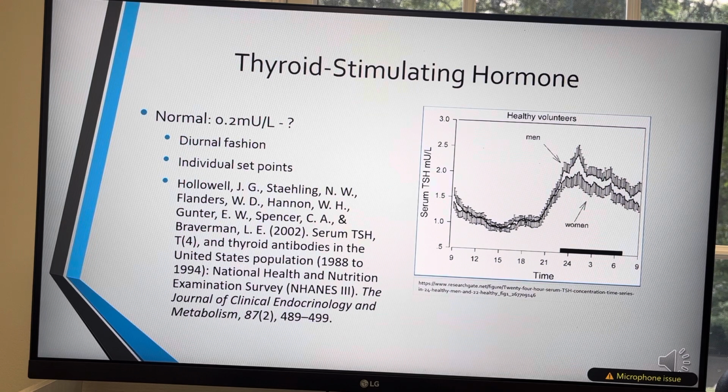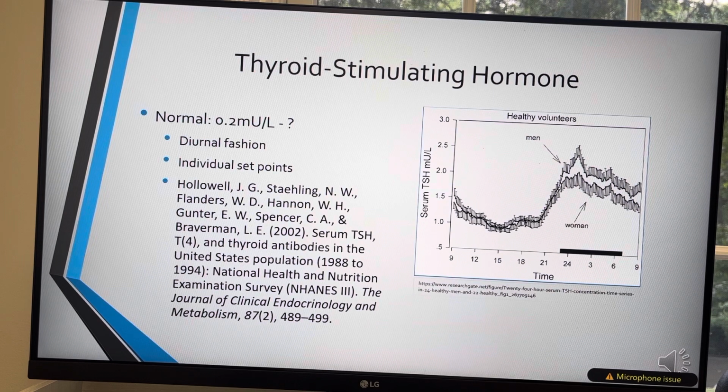If you want to start a debate amongst endocrinologists, just ask them what their upper limit of TSH is. You might start a fist fight that way. We know that the lower level is 0.2 to 0.3 milliunits per liter. That's pretty much agreed upon. The high point, the upper limit, so we know TSH is released in a diurnal fashion. We know that TSH levels rise and fall in healthy individuals in response to changes in the concentration of free T4.